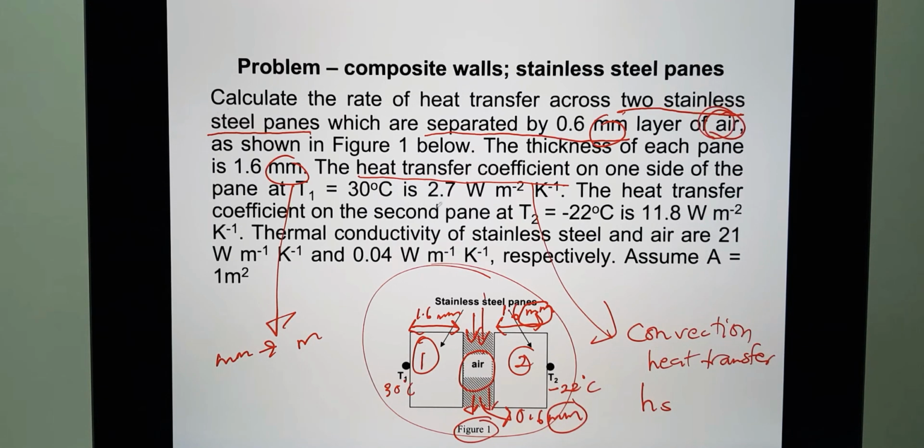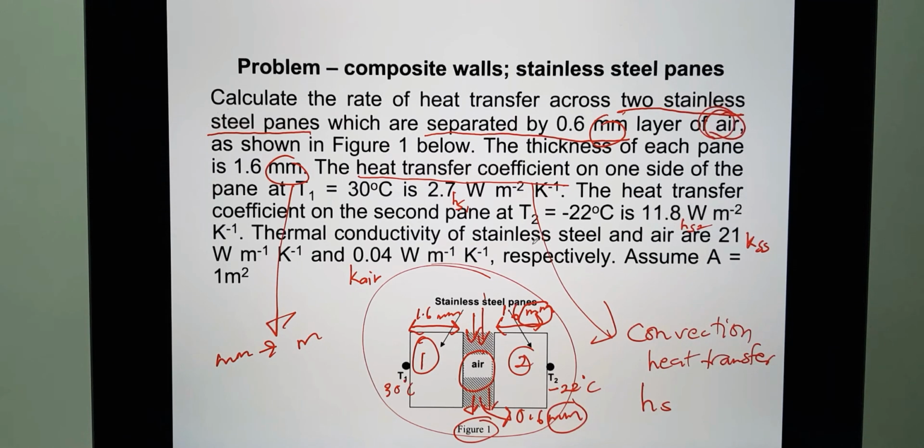Okay, so this one is HS1, and this one is HS2. Alright, so thermal conductivity for the stainless steel are given. Thermal conductivity is what? Is K, right? Okay, so this one is K for the stainless steel, and this one is K for air. Alright, they are given as 21 watt per meter Kelvin and 0.04 watt per meter Kelvin respectively.